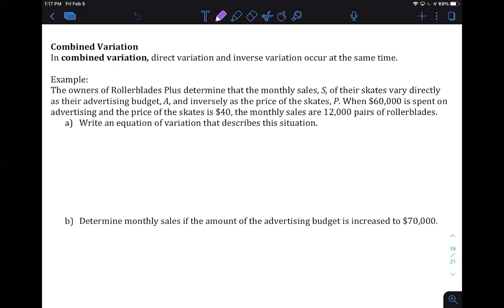So if we write that out, we have S, the sales, equals K. And K will always be in your numerator no matter what. If it varies directly, that stays up top. So is their budget A. And that's going to be divided by, because of the inverse, as their price of skates P.